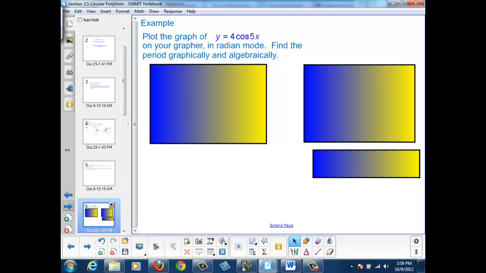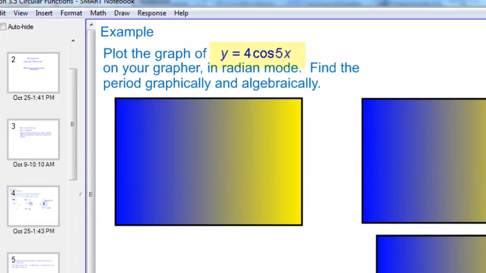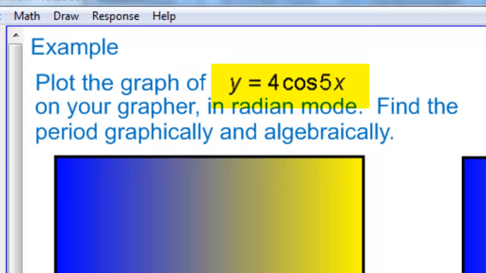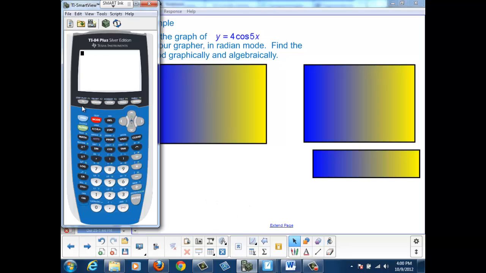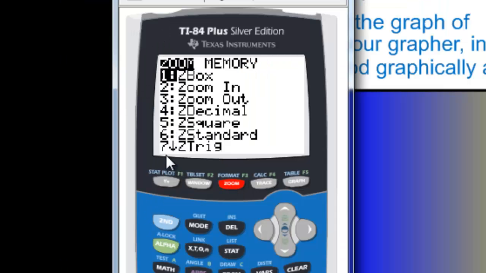Let's look at an example in radian mode. We're going to plot y equals 4 cosine of 5x. We're going to find the period graphically and algebraically and see if they match. So let's start by plotting the graph of y equals 4 cosine 5x. Pull out our calculators. Now I've already input the equation here for cosine 5x, and to set the appropriate window I'm going to do a zoom trig, or zoom option 7.